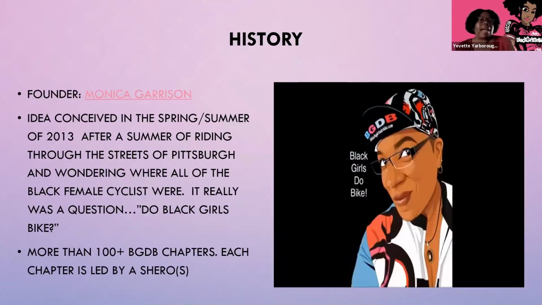Our founder is Monica Garrison. She is from Pittsburgh, Pennsylvania, and she founded Black Girls Do Bike out of the need, in the summer of cycling in 2013, of finding female cyclists that look like her. The question was, do Black girls bike? And as of today, we now have more than 100 chapters. Monica began to search the web to find out if there were any other cycling groups out there, and that's how we became Black Girls Do Bike.